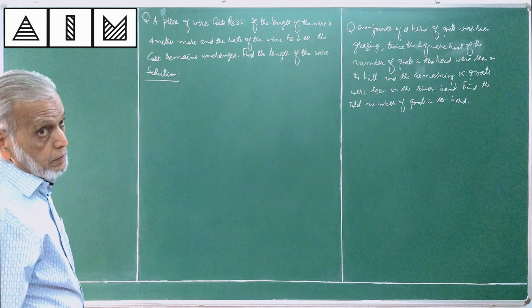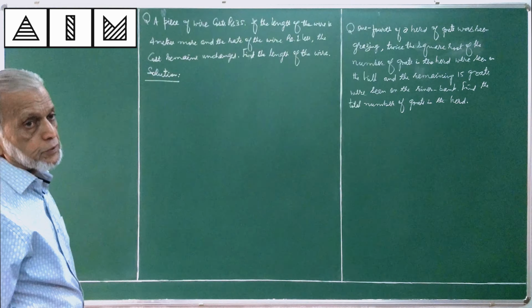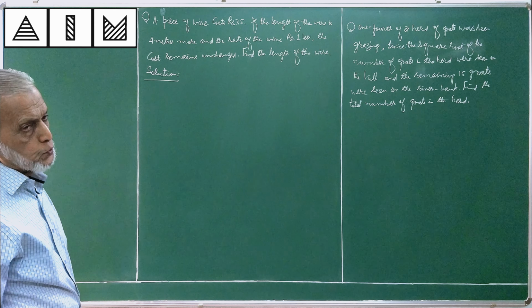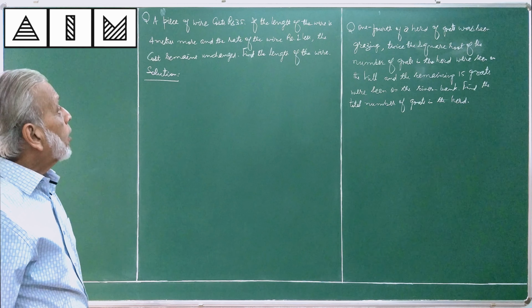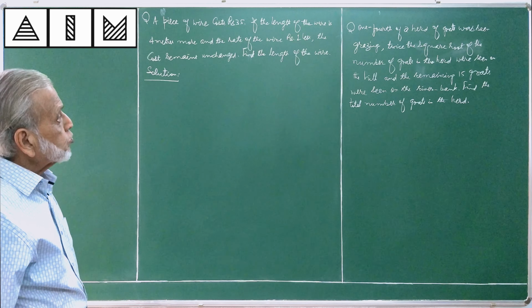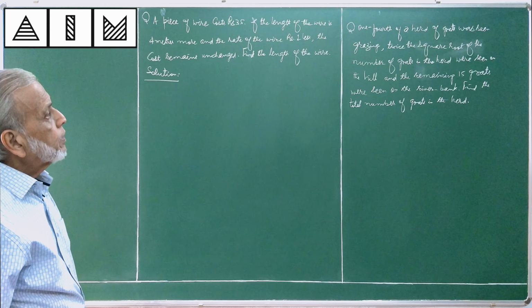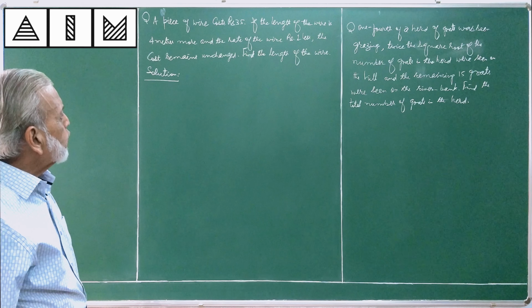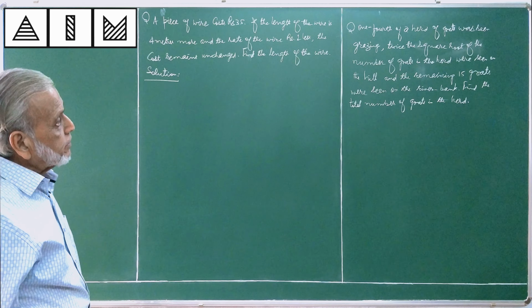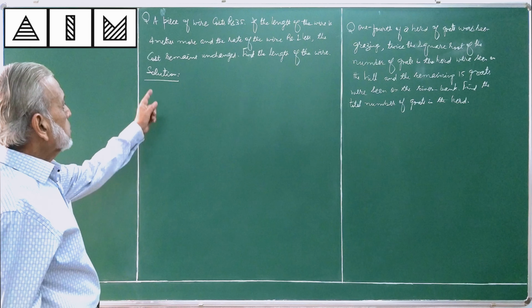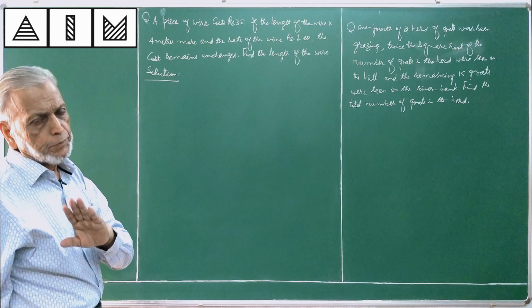Continuing the problems leading to quadratic equations. A piece of wire costs rupees 35. If the length of wire is 4 meters more and the rate of the wire 1 rupee less, the cost would have remained the same. That is the question.